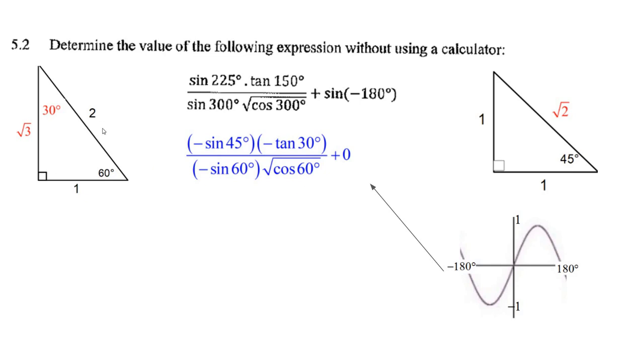Now it's time to use our special triangles. So for 45 degrees, opposite over hypotenuse is 1 over root 2, but it's negative. The tangent of 30 degrees, just go to 30 degrees, then go opposite 1 over adjacent, which is root 3. It's minus 1 over root 3. The sine of 60 degrees, go to 60 degrees, opposite root 3, hypotenuse 2. There it is. And the last question, the cosine of 60 degrees is a half, adjacent over hypotenuse. You just go to those triangles, there's all your fractions.